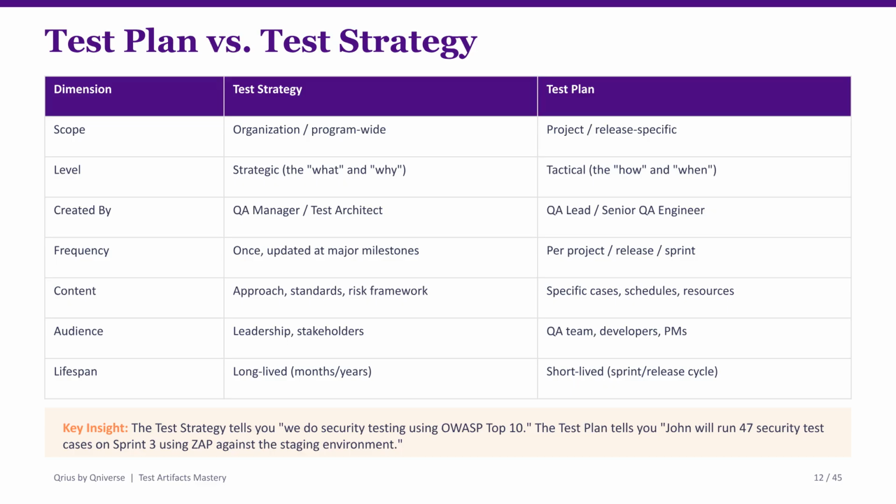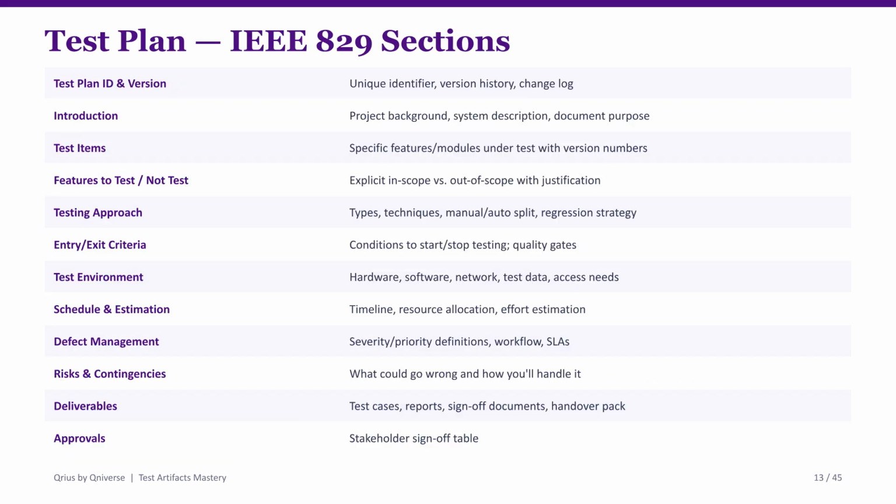The key difference is scope. The test strategy is organization-wide and strategic, focusing on the what and why. The test plan is project-specific and tactical, detailing the how and when of testing resources and schedules. The test plan, often following the IEEE 829 standard, includes sections from identification and versioning to approvals.